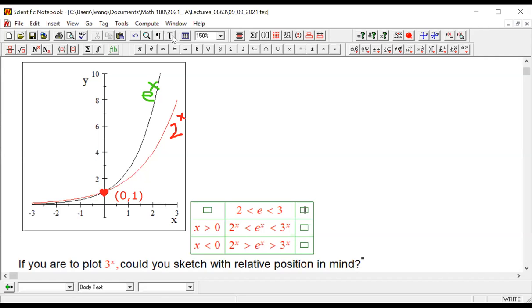Examples. So I'm going to give you examples.